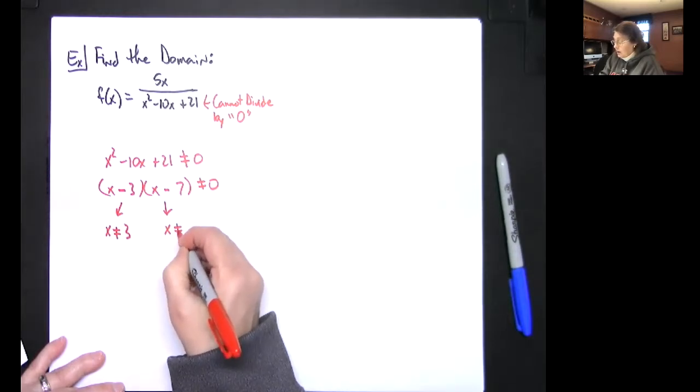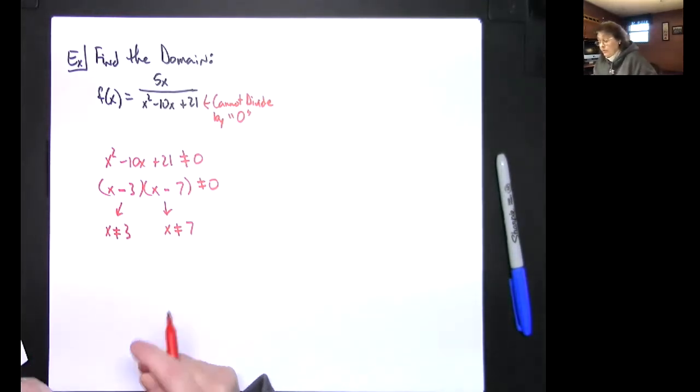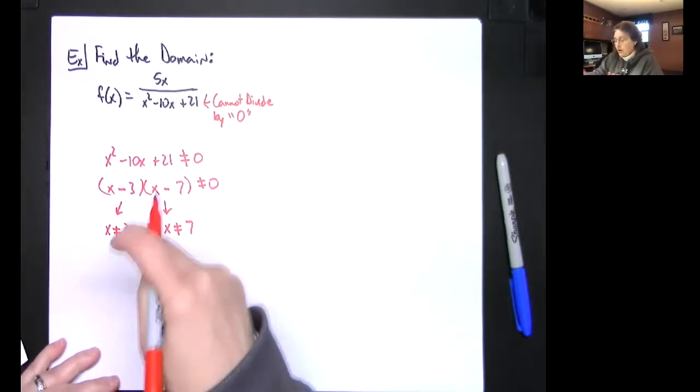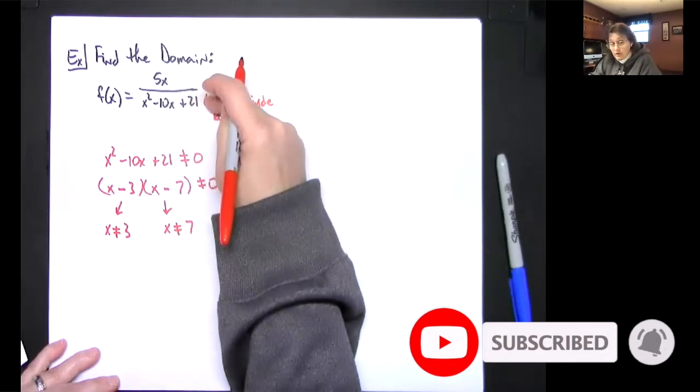x cannot be 7. All right, x cannot be 3, x cannot be 7, because if x is 3, this denominator is going to be 0. If x is 7, this denominator is going to be 0.